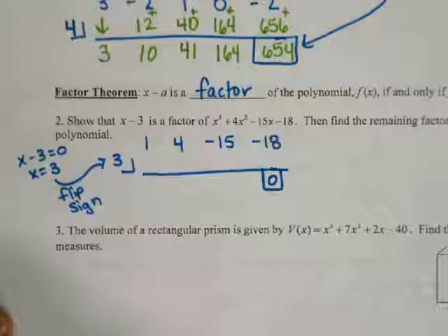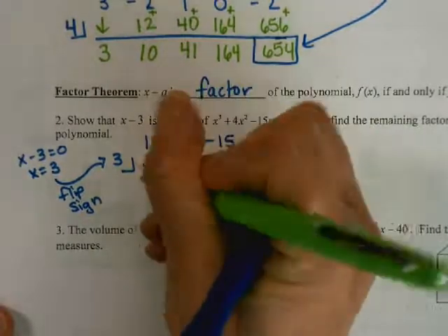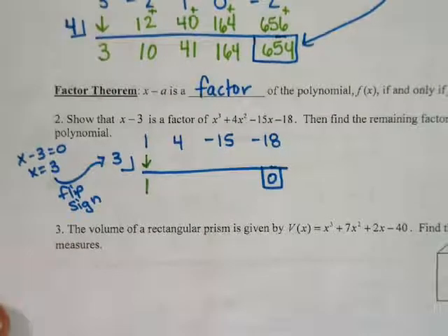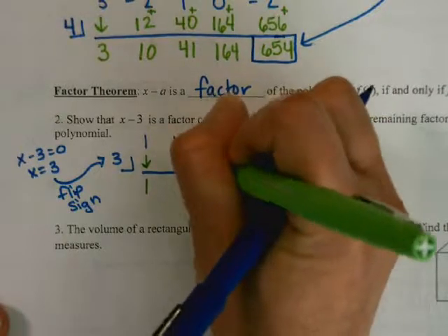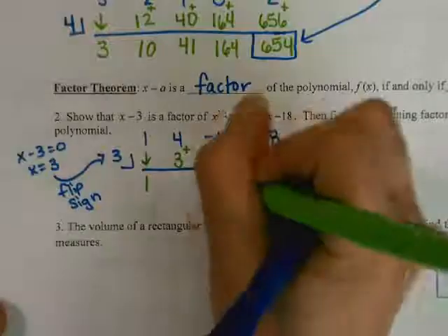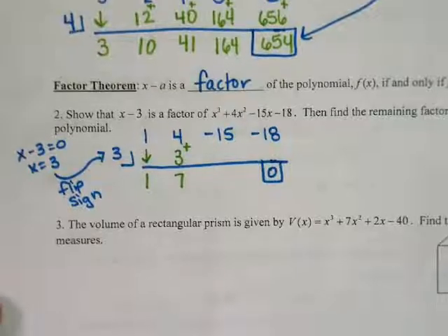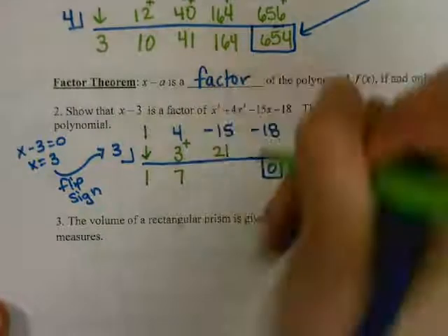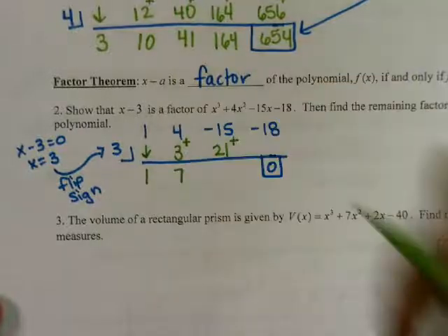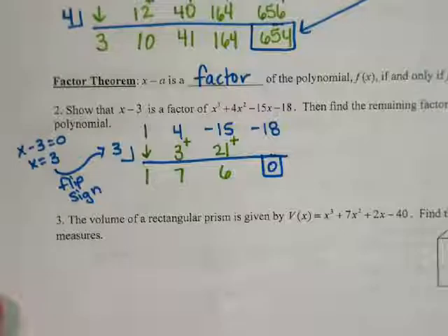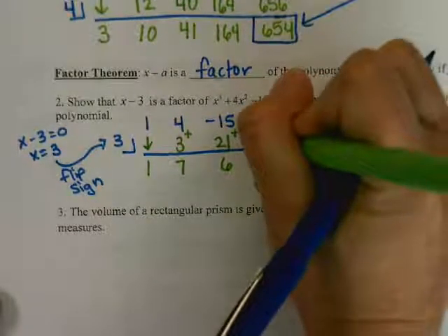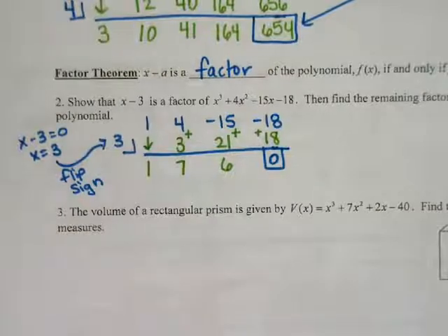Okay. Bring the first one down. One times 3 is 3. Add down is 7. 3 times 7 is 21. Add down is a positive 6. 6 times 3 is positive 18. So a negative 18 and a positive 18 give me 0. Perfect. That's what I wanted.